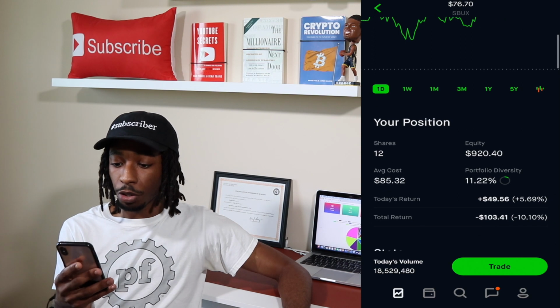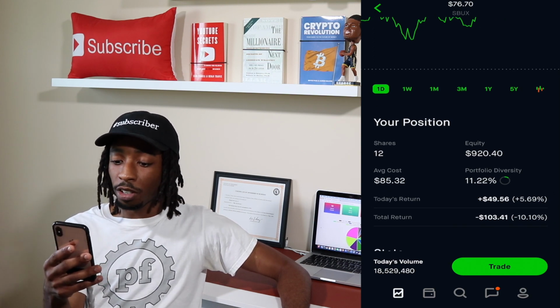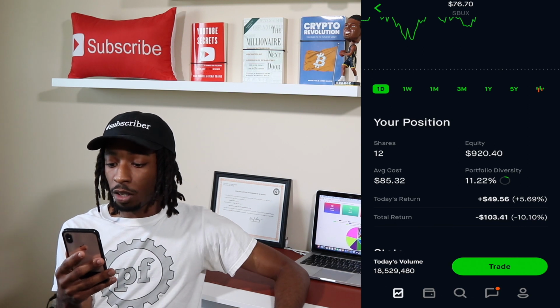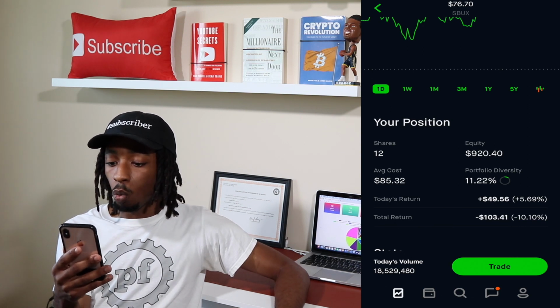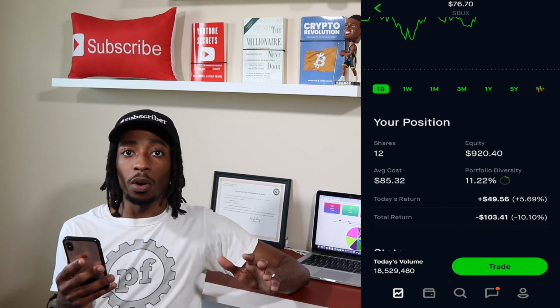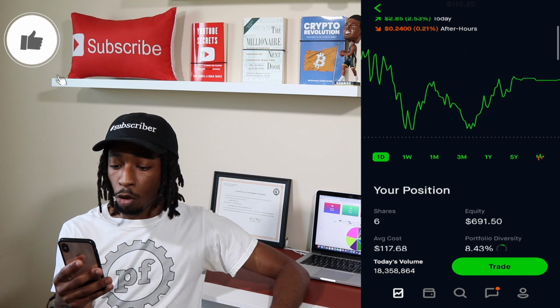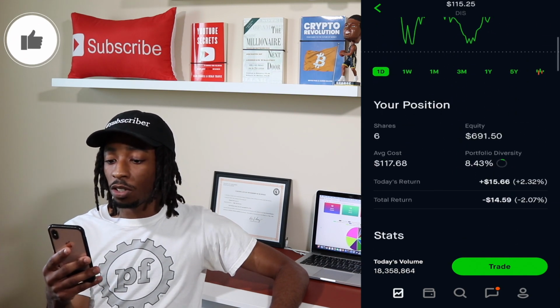As you can see for the position, 12 shares, the average cost, $85.32. I'm down on this position at 10.10%, which is equivalent to $103.41. Now, I'm not going to be adding any more into Starbucks for quite some time. So as we move over to Disney, we move down to the position. I have a total of 6 shares.